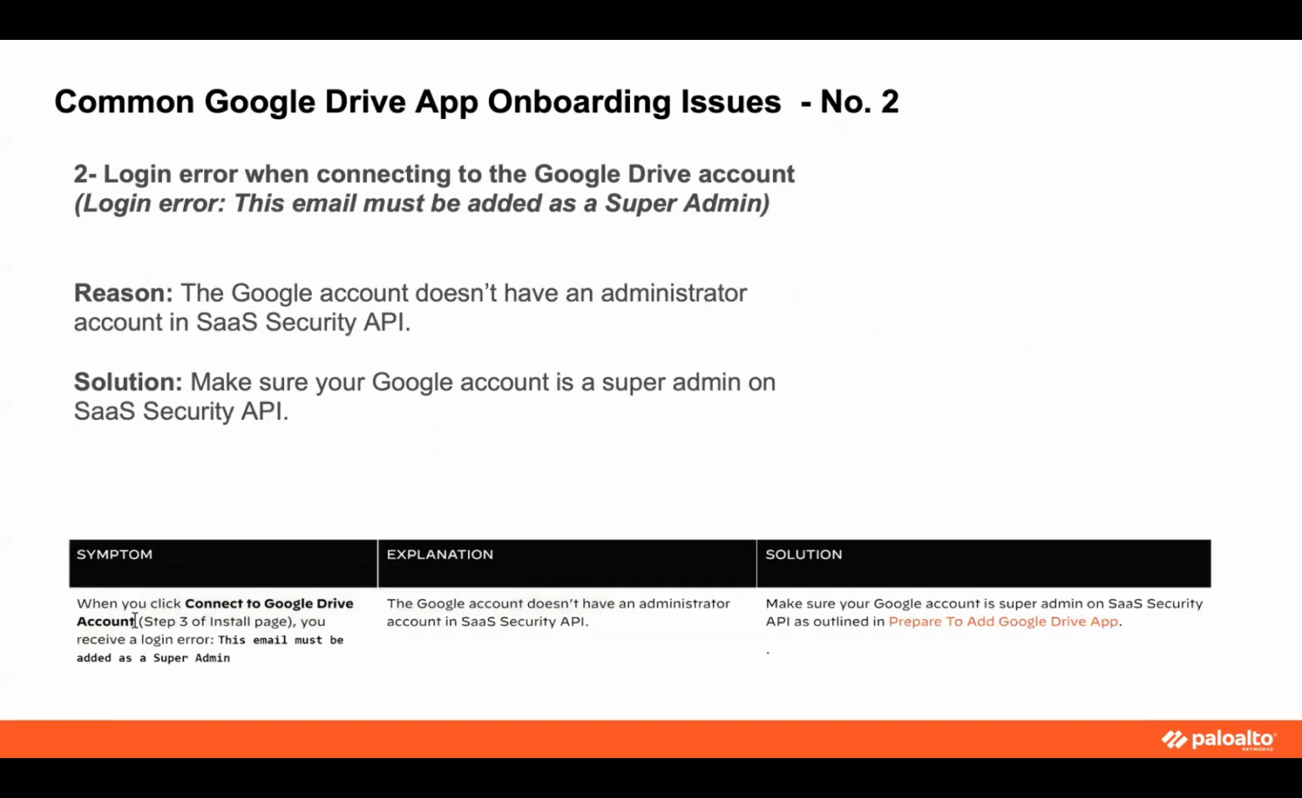Another error message could appear at the same step when you click on Connect to Google Drive account. The login error indicates that the email address must be added to SaaS Security API as a super admin. We want to make sure that this Google account and email address are added to SaaS Security API as a super admin.